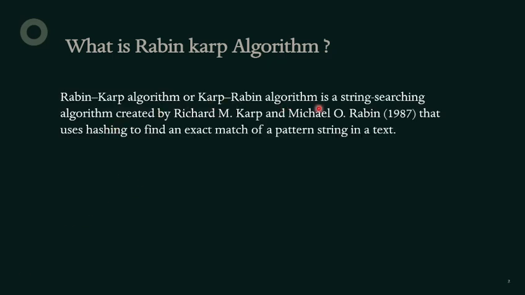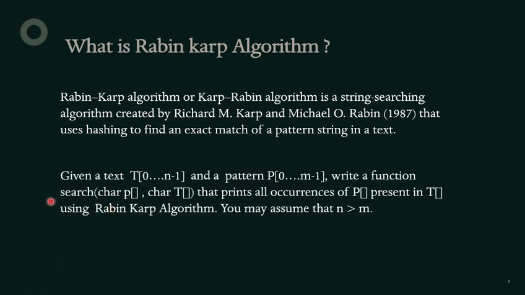As you can see, the Rabin-Karp algorithm is a string searching algorithm created by Richard M. Karp and Michael O. Rabin in 1987 that uses hashing to find an exact match of a pattern string in a text. Let's see what exactly Rabin-Karp is doing. Given a text T of size n and a pattern P of size m, write a function search, and we pass the pattern and text as arguments, that prints all the occurrences of the pattern present in the text. And using Rabin-Karp, you may assume that the length of the text is always greater than the length of the pattern.